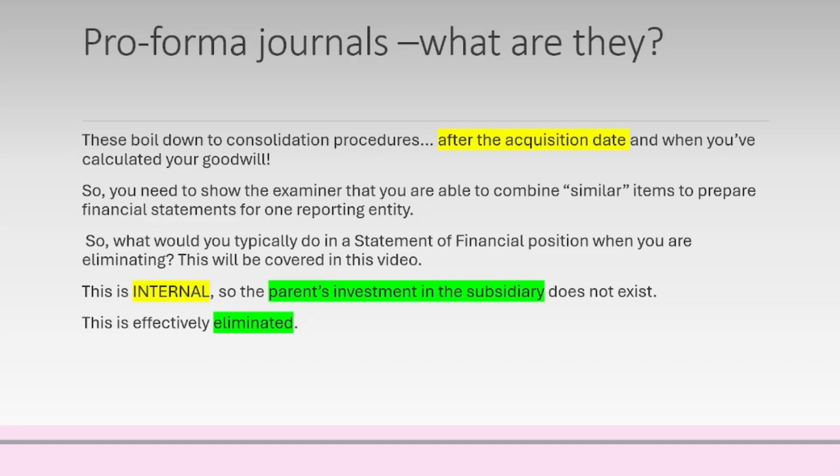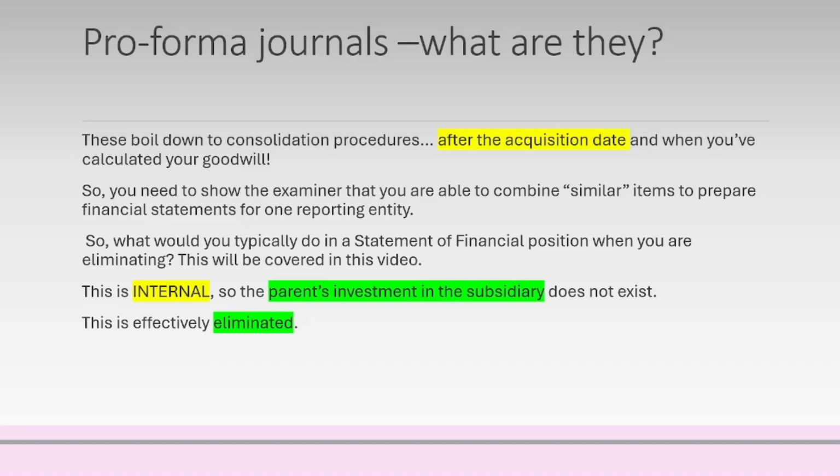Proforma journals boil down to consolidation procedures. So after you've calculated your goodwill, after you've calculated everything, you now need to know what to do. So there are three types of proforma journals that could be asked of you, but I'm only going to cover the first type today, and that is the at acquisition proforma journals.